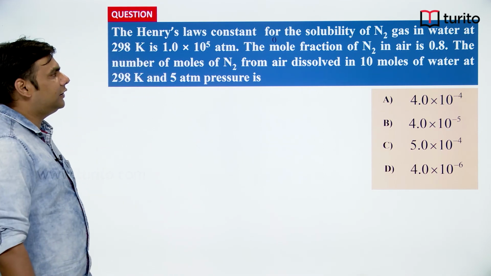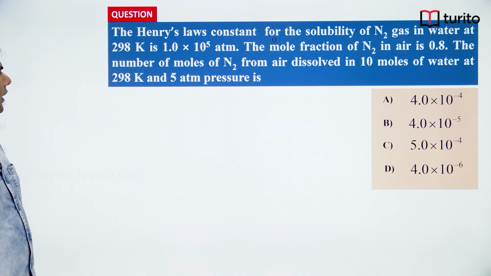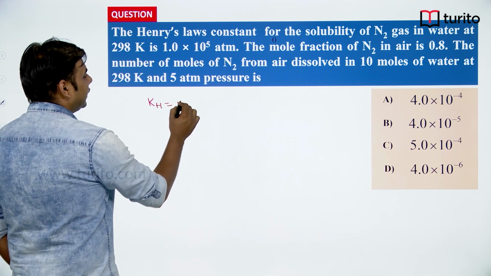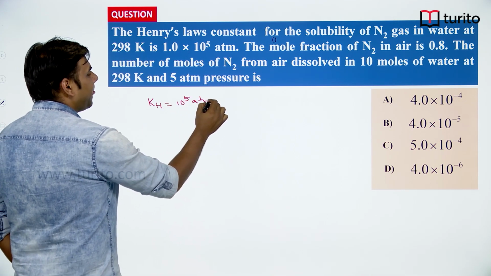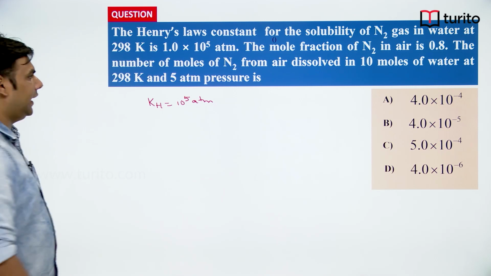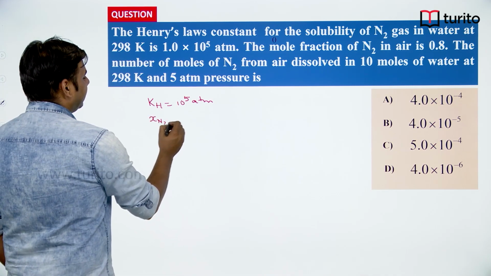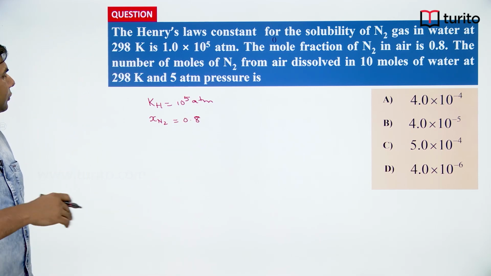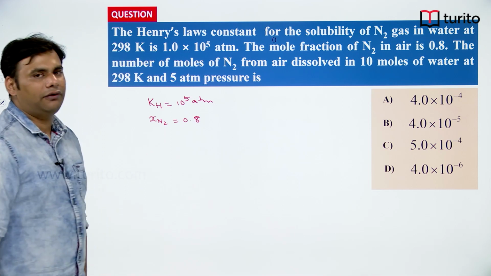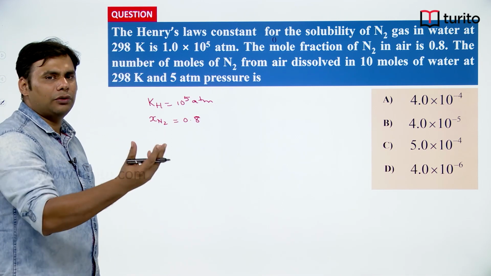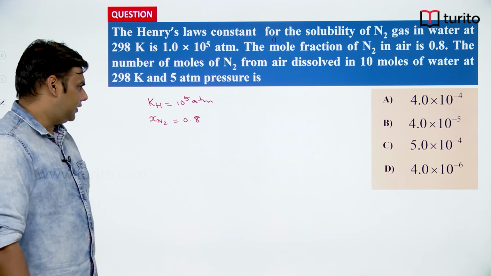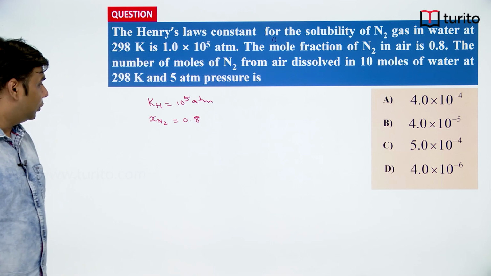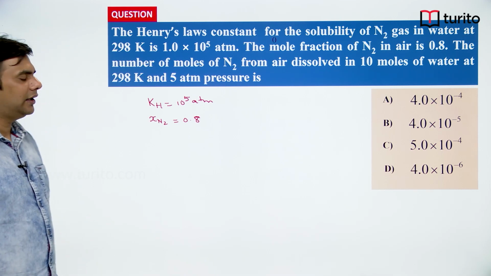So this says that the Henry's law constant for solubility of N2 gas in water is 1 into 10 raised to the power 5. So we know that the value of Henry's constant is 10 raised to the power 5 atm. Okay, the mole fraction of N2 in air is 0.8. So the rest, 0.2 mole fraction which is left, would be O2. Okay, because N2 and O2 are the main constituents of air. Okay, 79% is N2 and close to 20% is O2. Rest is helium, argon and all those gases.